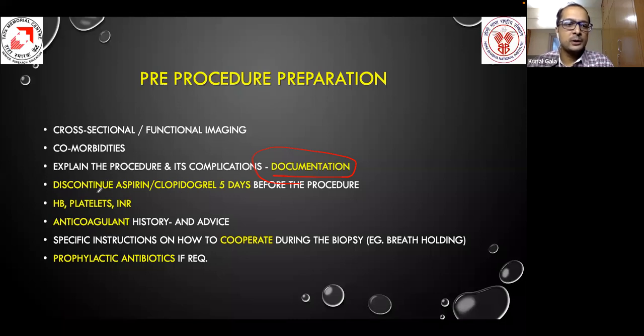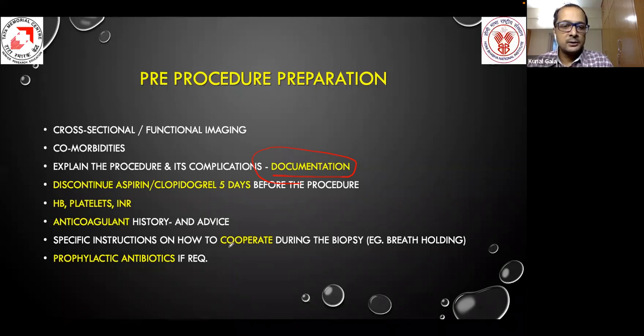The patient needs to be counseled regarding discontinuation of aspirin and clopidogrel, depending on what biopsy is to be performed, at least for 5 days before the procedure. Hemoglobin, platelets, and INR need to be checked prior to doing a biopsy. Anticoagulant history, whether the patient is on warfarin or any low molecular weight heparin, needs to be taken care of.